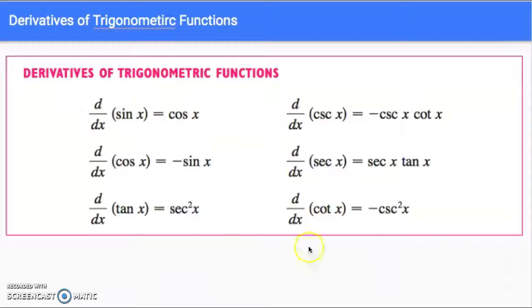Also, if you look through, anytime you're taking the derivative of something that begins with a c, you end up getting a negative. So cosine gives you a negative, cosecant gives you a negative, cotangent gives you a negative. Tangent and cotangent give you squares, so remember that. And cosecant and secant give you two different functions. Those are the only ones that have a double function there.